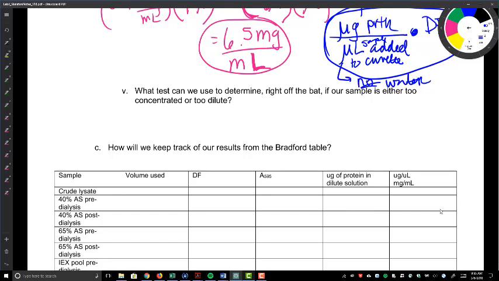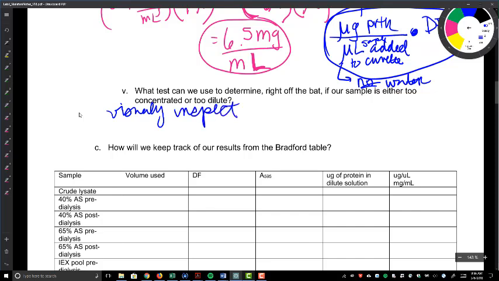Okay, so one of the things you can do to determine if your sample is too concentrated right off the bat, because you're going to want to keep an eye on this so you don't have to go back and redo your calculations. It's going to take a lot of time before you can put your sample into the cuvette and see whether or not the absorbance is higher than the standards. So one of the ways you can keep track and make sure you don't have a bunch of samples that are too concentrated, so you have to redo the whole thing, is to visually inspect.